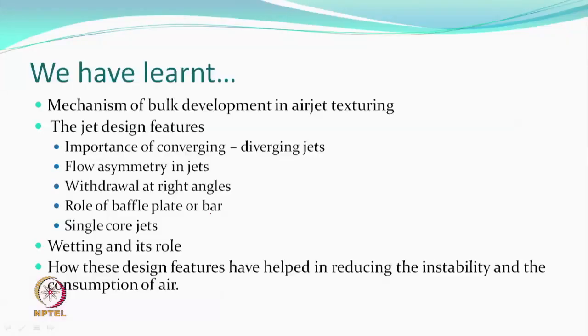So, what have we learned? We have learned the mechanism of bulb development in air jet texturing, how all the three phenomena happen, the jet design features and the importance of converging, diverging, asymmetric flow, withdrawal at right angles, the role of a baffle plate or a baffle bar, and single core jets. Wetting, we have understood, and its role. So, how these design features have helped in reducing the instability and also the consumption of air, as we earlier mentioned, that compressed air is not cheap.